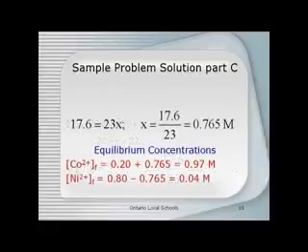And now at last, we can find our equilibrium concentrations. The final concentration of the cobalt 2 plus is going to be equal to 0.20 plus 0.765, and that gives us a final concentration of cobalt 2 plus of 0.97 moles per liter. Our concentration of nickel 2 plus ion is equal to 0.80 minus 0.765, and that is then 0.04 moles per liter. So those are our final concentrations.